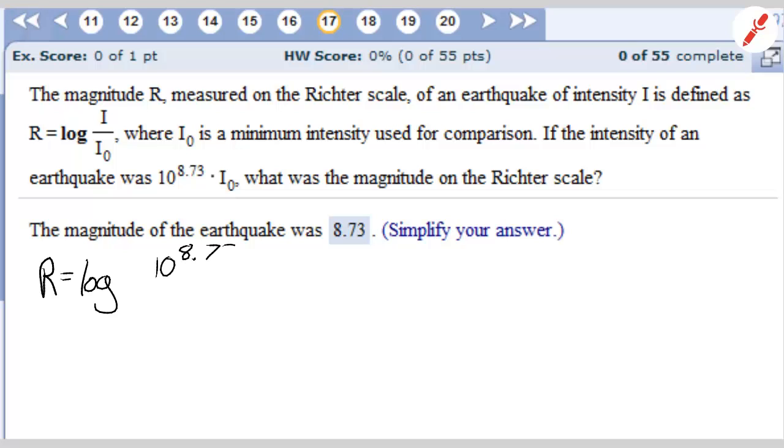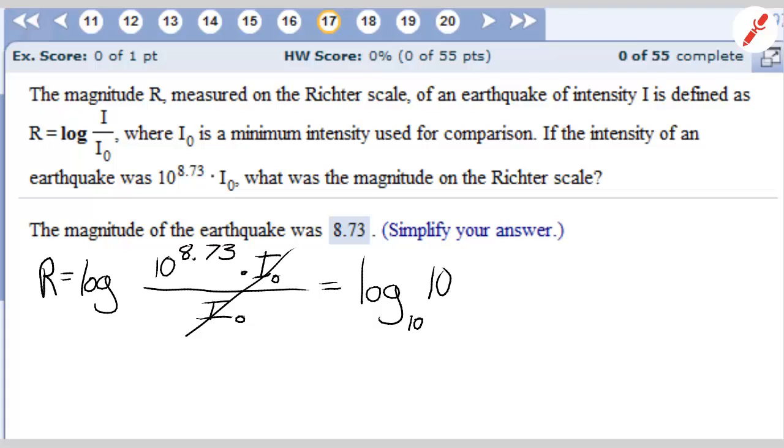Well, here's how you do this. You fill in the numbers you're given. Notice that the intensity is 10 to the 8.73 times the minimum intensity, and those cancel, leaving you with R equals log 10 to the 8.73, and remember that the log is to the base 10.